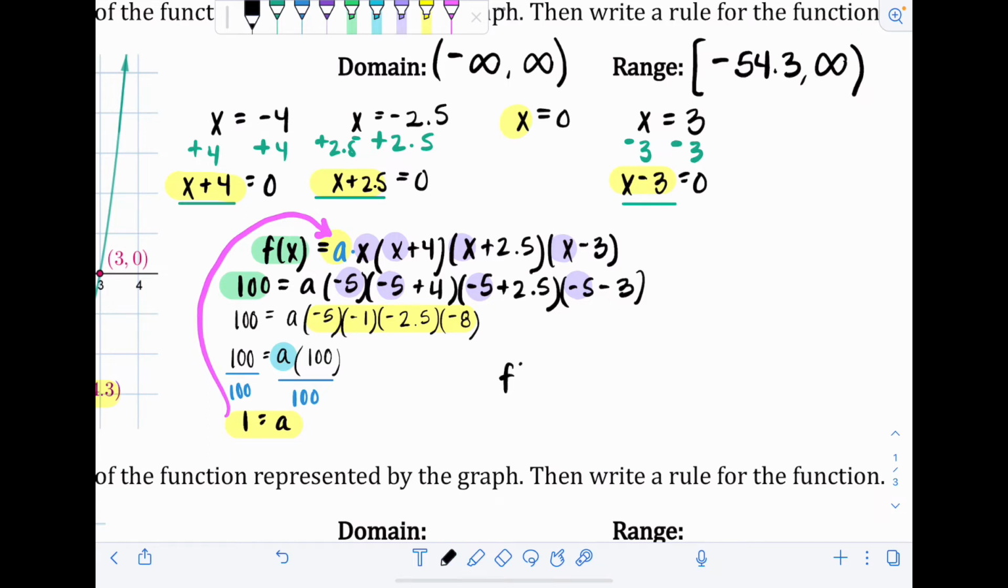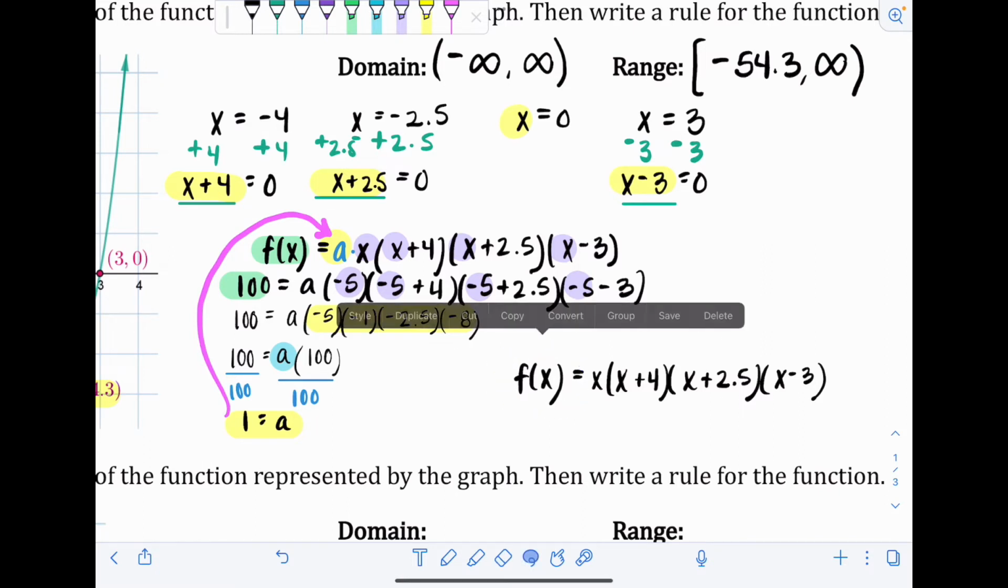It'll be f of x equals 1 times x, and then times x plus 4 times x plus 2.5 times x minus 3. And then of course, if you don't write the 1 in front, it means the same thing. So we'll just leave that 1 off.